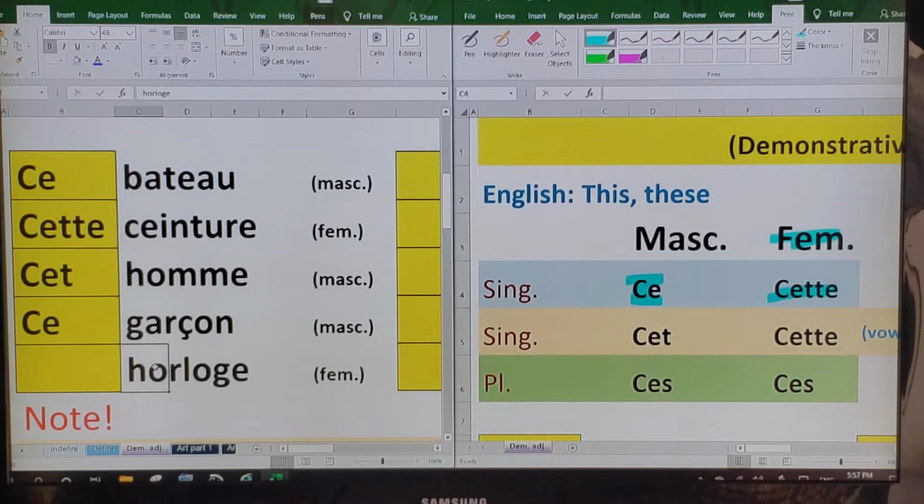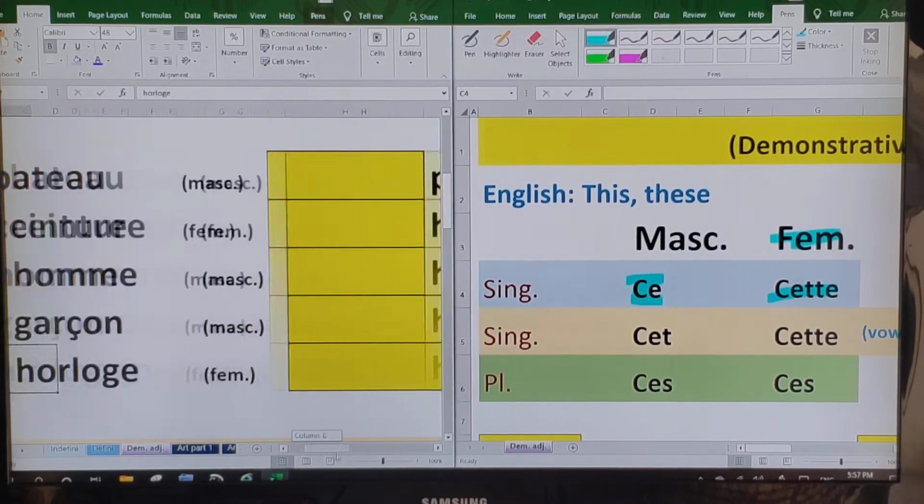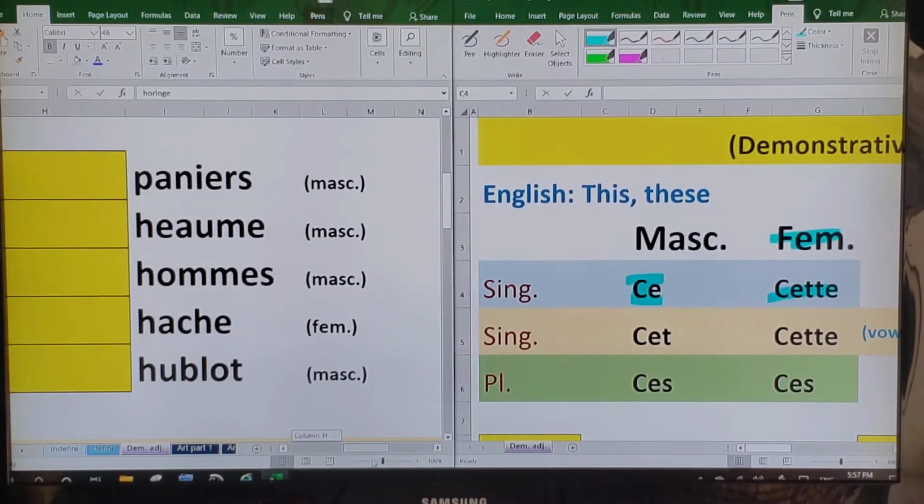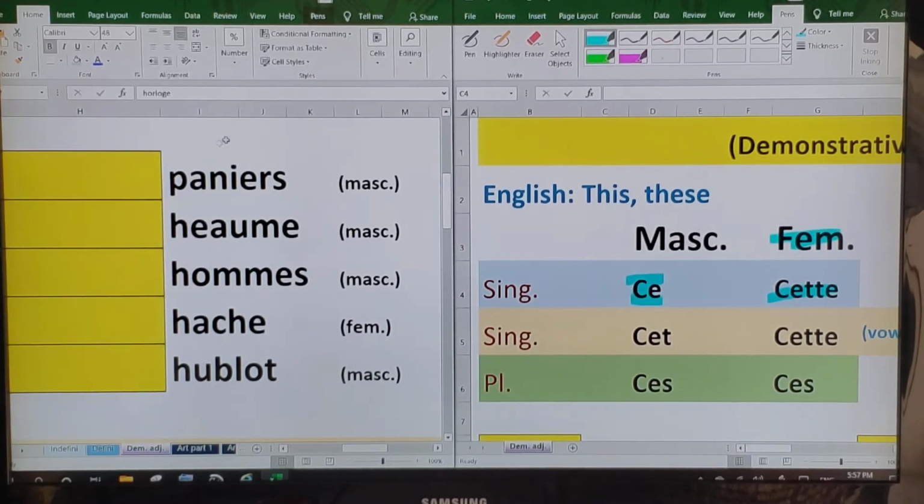The next one, horloge, is an example of a feminine singular. So, we use cette. Let's go on to the next column. Panier, this is masculine and it's in plural. So, what do we use? We use ces, right? Remember, whether it's a masculine or a feminine plural, we use ces.